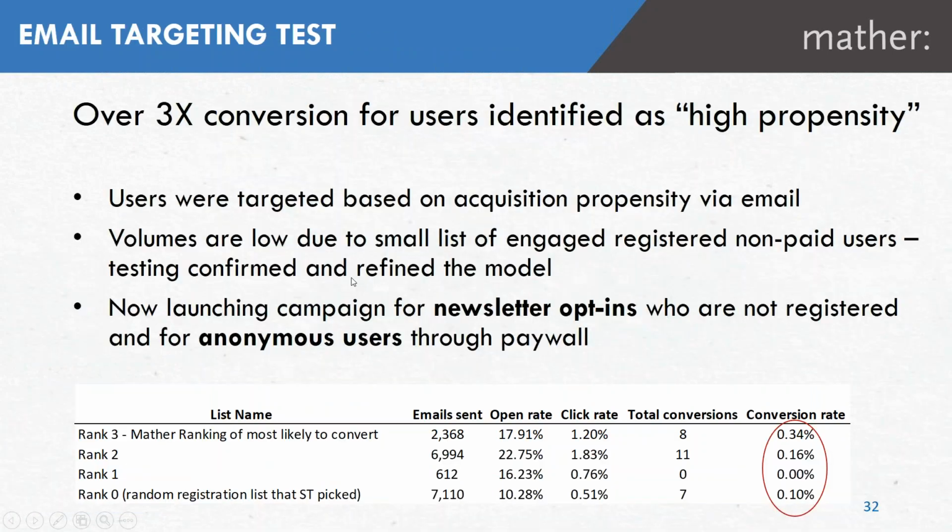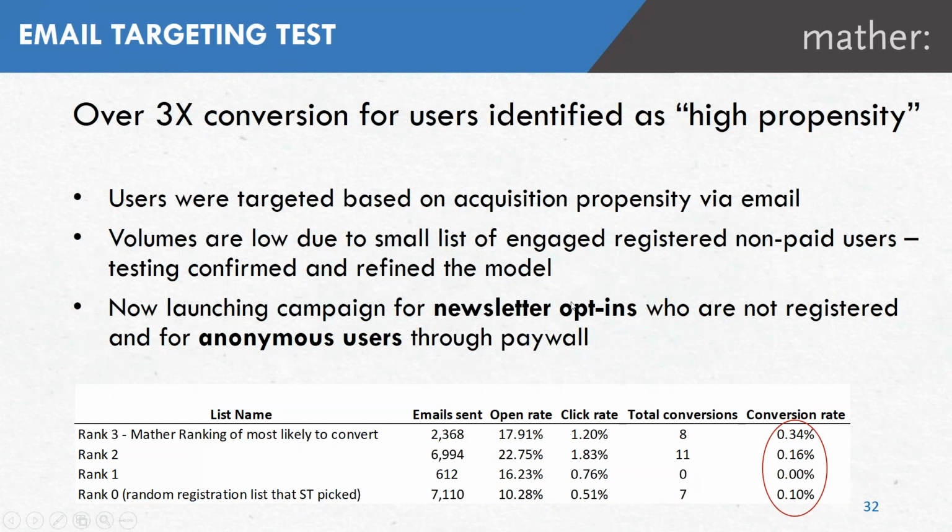So we did some tests on this. This is an older test, and we should probably update it with some newer data, but this was a test we did on the email system of those propensity scores. And effectively we proved that the high propensity users convert 3x versus a random sample. So that was our conclusion. So the model works.